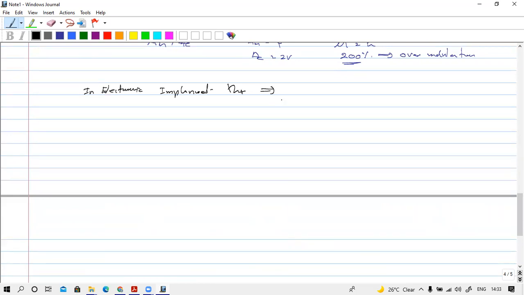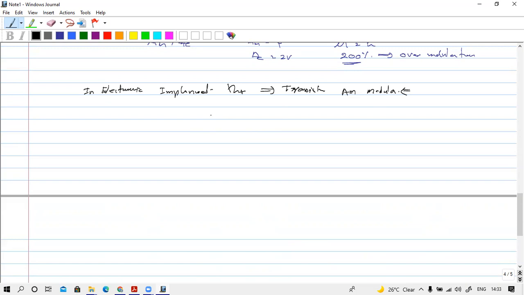There are many types of AM modulator, but I think the simplest one is the transistor AM modulator. So using a transistor we can implement the AM modulator.